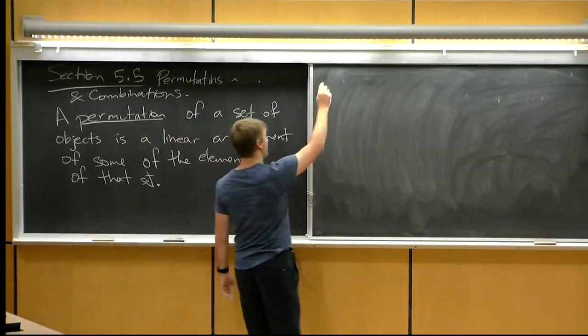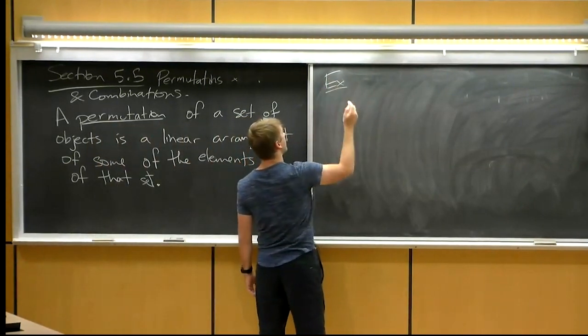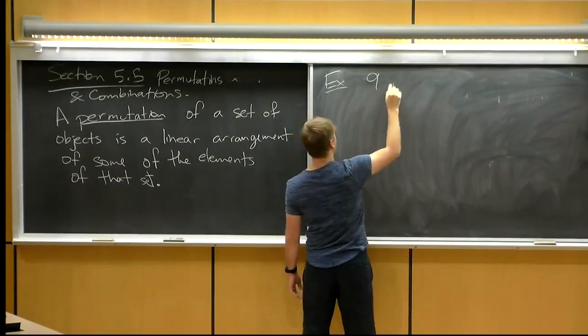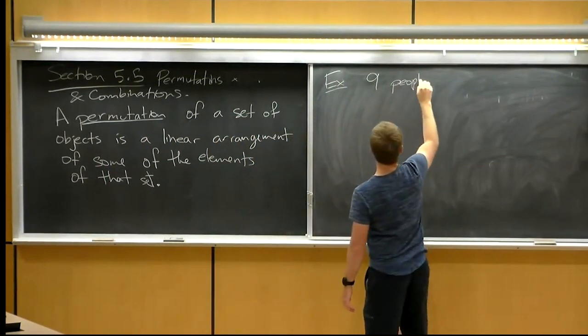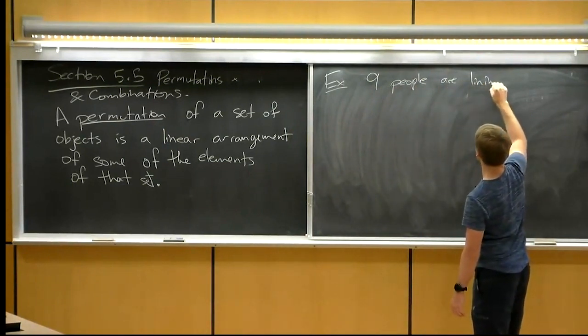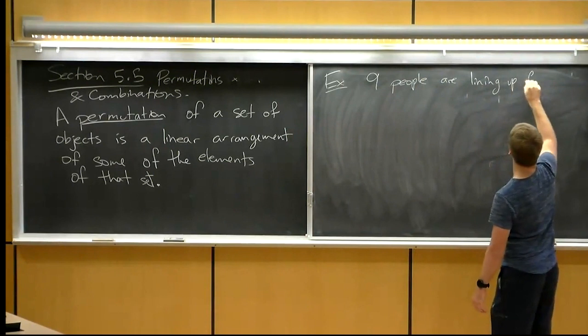So an example of a permutation type question is, you've got 9 people lining up for a photo.